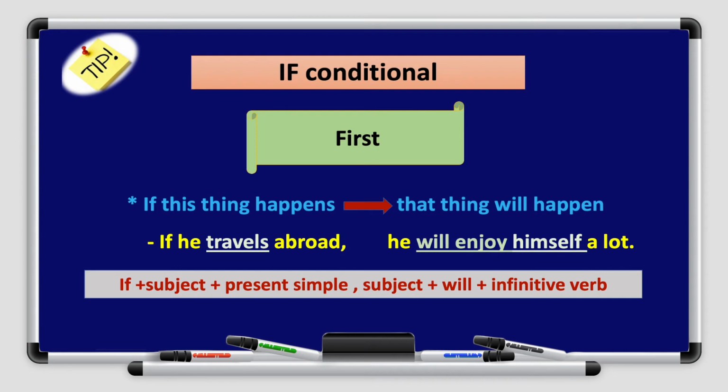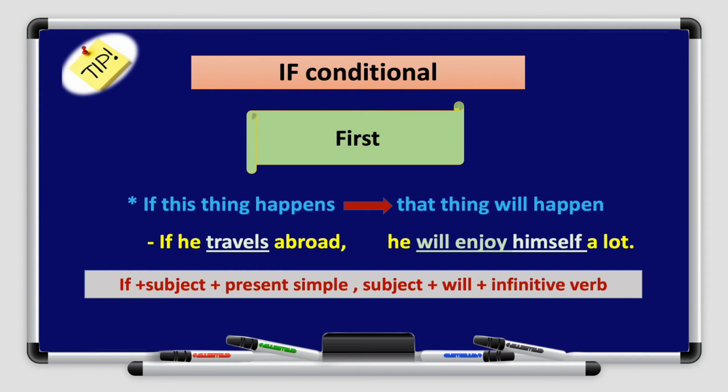When it comes to forming a sentence of if conditional, you have to start with if, followed by subject, followed by present simple. And the second part should start with subject, followed by will, followed by the infinitive form of the verb. Read with me this example.